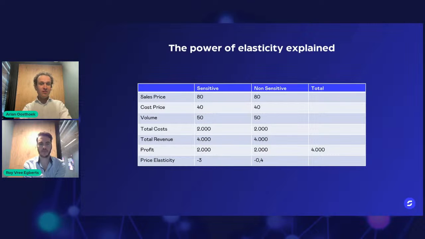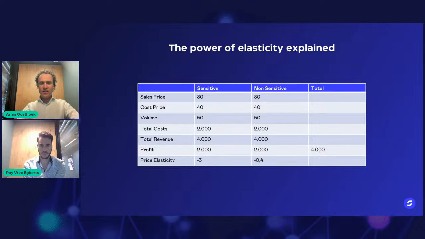Now, if we get the insights of how elastic this specific product is, we see that the sensitive item has an elasticity score of -3, which actually means that if we change the price, so we give the sensitive item a 1% discount, we should sell 3% more. And with a non-sensitive item, the score is -0.4. So if we give it a 1% markup, we only sell 0.4% less.